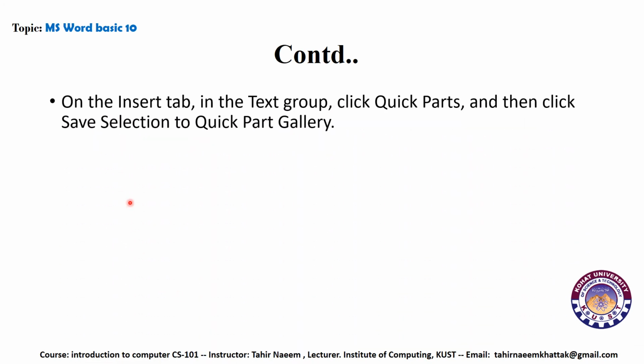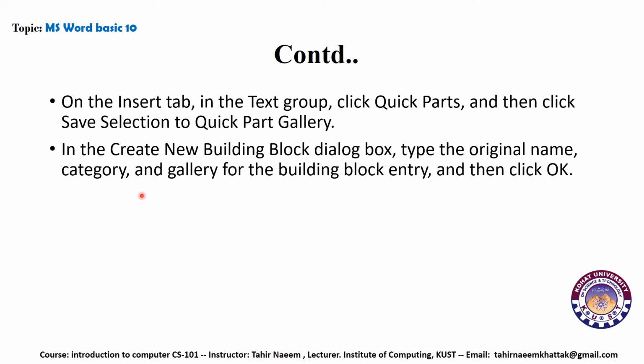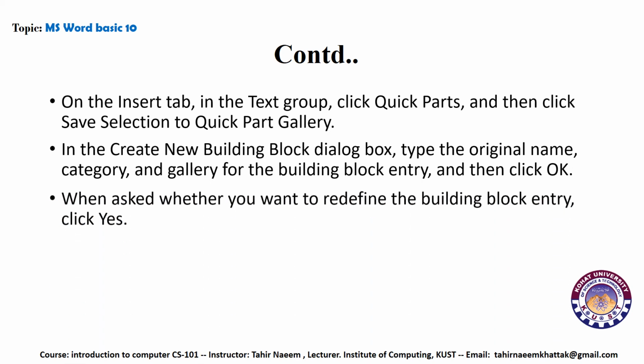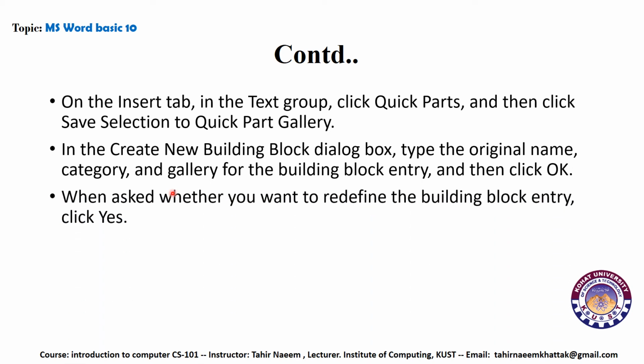On the Insert tab, in the Text group, click Quick Parts and click Save Selection to Quick Part Gallery. In the Create New Building Block dialog box, type the original name, category, and gallery of the building block entry in place. Click OK. When asked whether you want to redefine the building block entry, we will click on Yes.